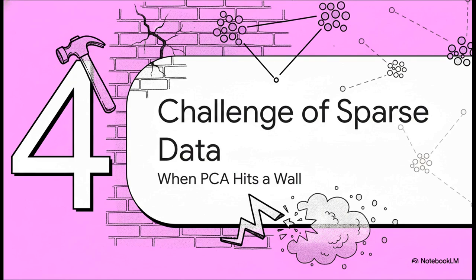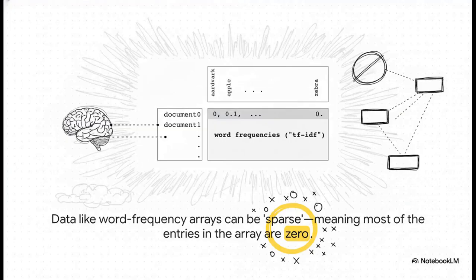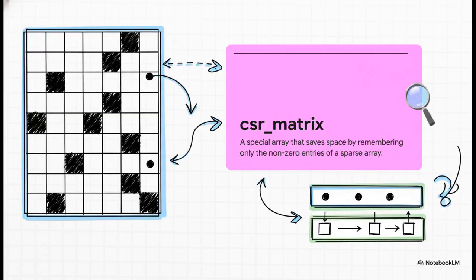And that brings us to a really common situation in data science, the challenge of dealing with sparse data. Think about data you get from analyzing text. You might have a huge grid where every row is a document and every column is a word from, say, the entire English dictionary. The numbers in the grid tell you how many times each word appears in each document. Well, guess what? Since most documents only use a tiny fraction of all possible words, that grid is going to be overwhelmingly full of zeros. We call data like this sparse.